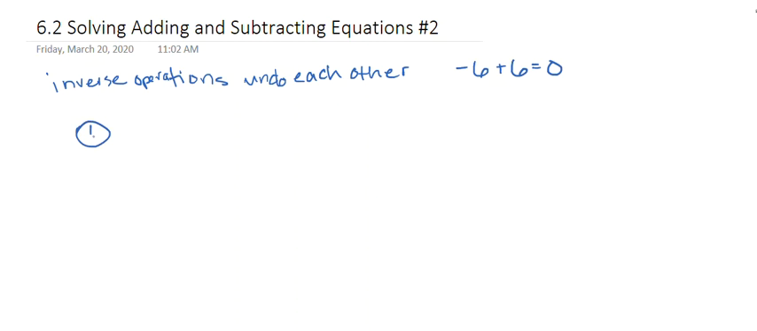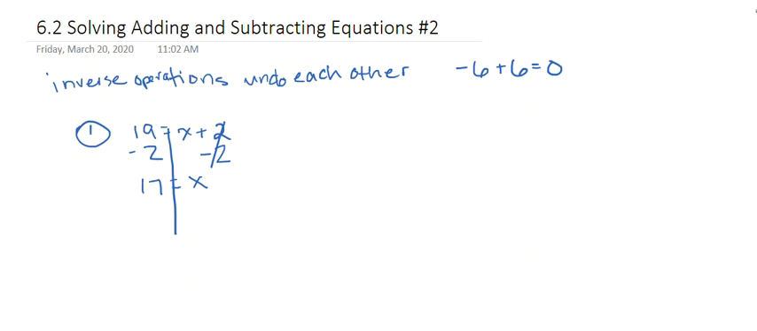So number 1. Let's start with something a little more simple. 19 is equal to x plus 2. So remember, draw a line down where the equal sign is and find the side where the variable is. The variable is on the right side this time. You're trying to get the variable by itself. You're trying to isolate it. So subtract 2 because this is adding 2, and the inverse operation of addition is subtraction. So you're subtracting 2 from both sides, and you're going to be left with x equals 17.